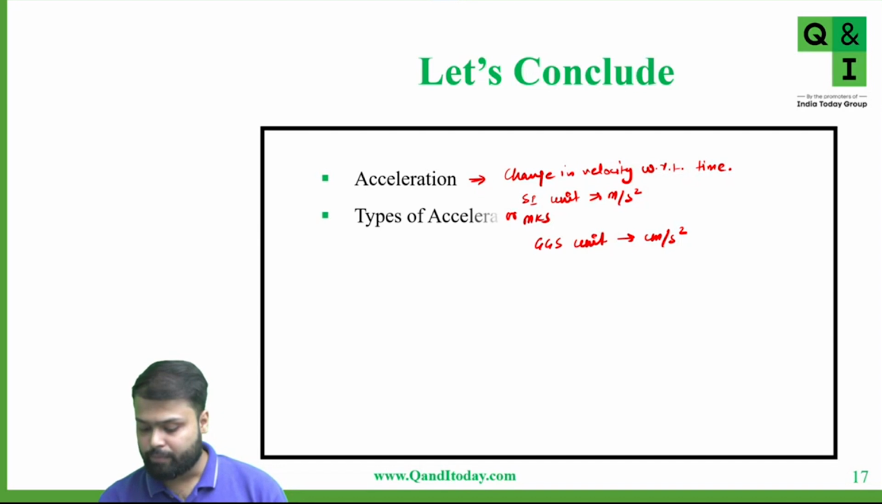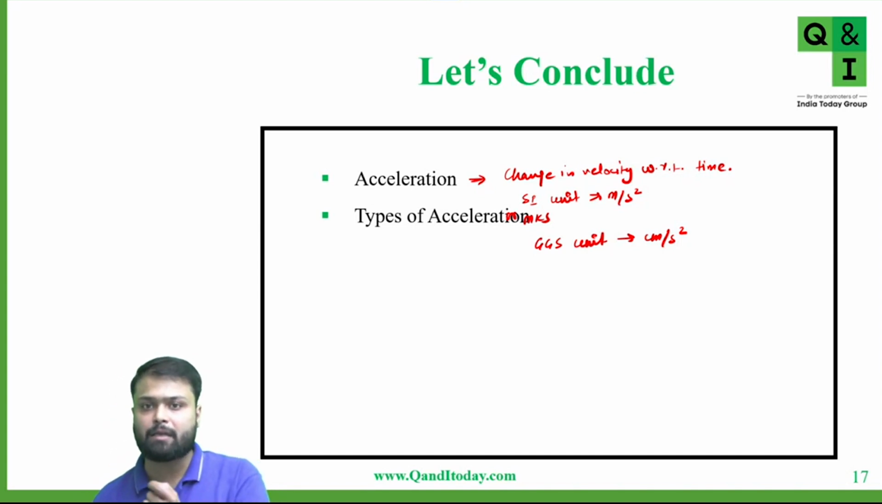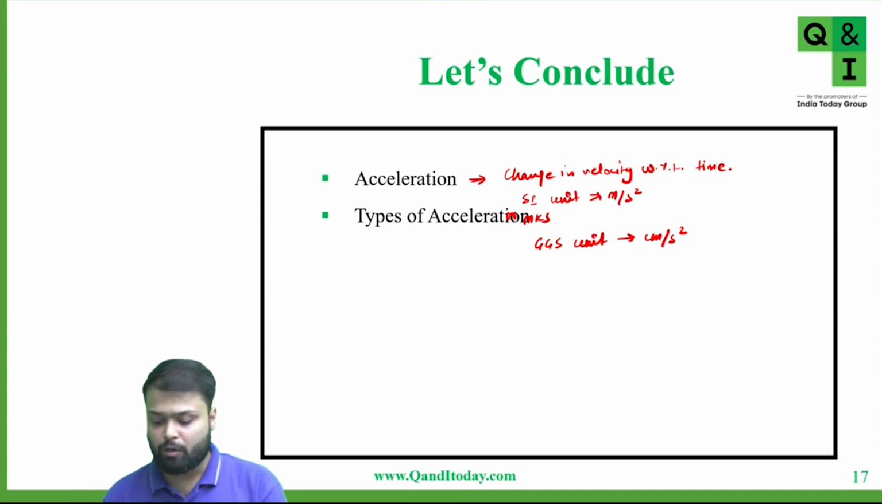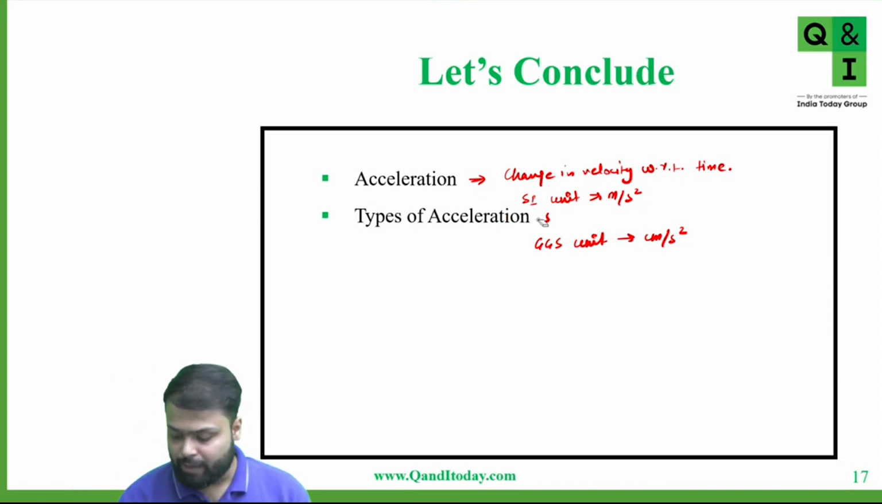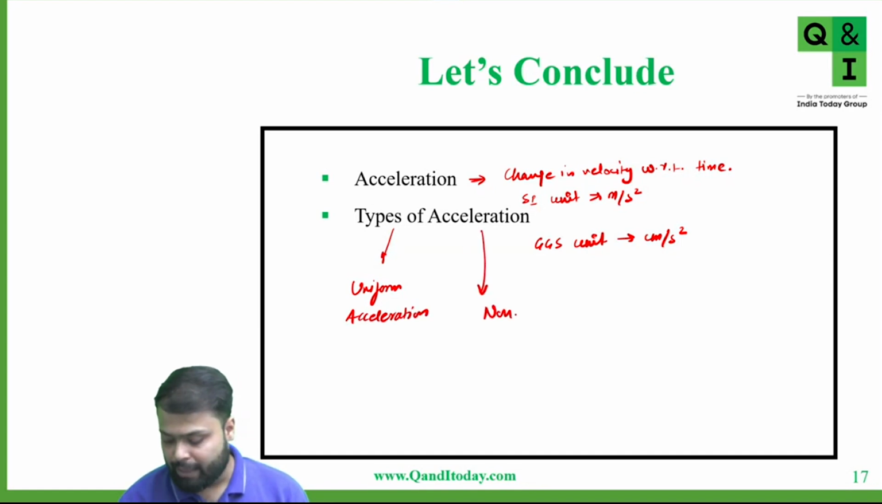Then we saw types of acceleration, and we also studied that if acceleration is positive, speed will increase. If acceleration is negative, speed will decrease. And if acceleration is zero, that means the body will move with constant speed. Now, there are two types of acceleration. First is uniform acceleration, and the second one is non-uniform acceleration.